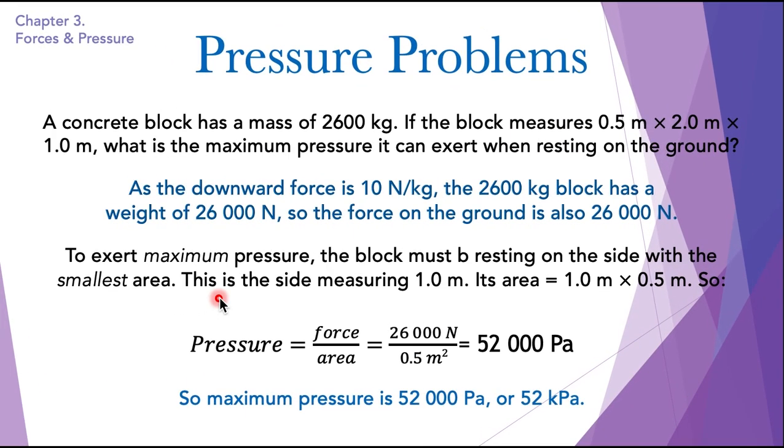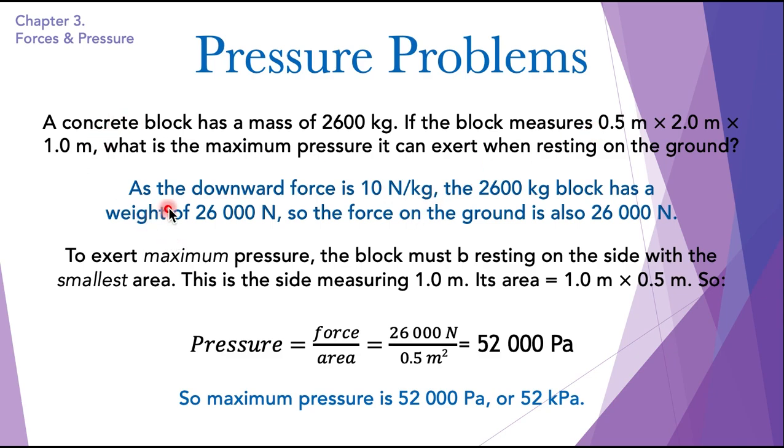Here we have another example. A concrete block has a mass of 2600 kg. The block measures 0.5 meters by 2 meters by 1 meter. What is the maximum pressure it can exert when resting on the ground? To measure volume, we basically measure the sides of the block, the width, the height and the length. We don't know which is which over here, but we can still assume that the smallest side is 0.5 meters compared to the rest of them. If it is resting on the ground with this side, then it will exert the maximum pressure.